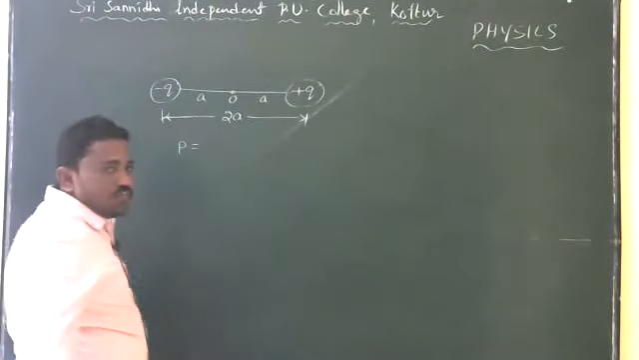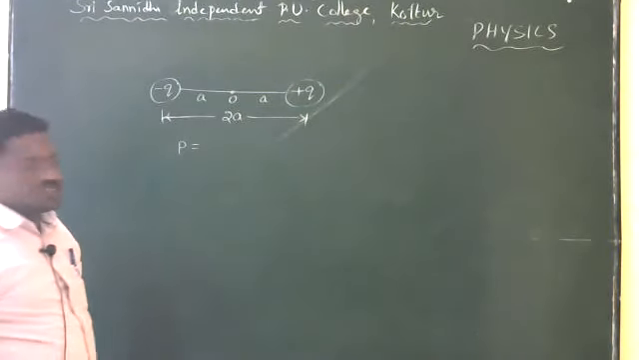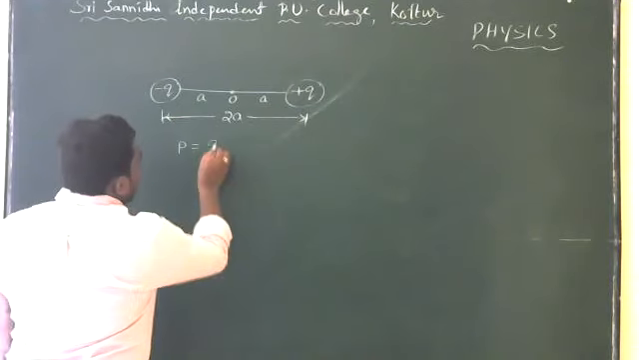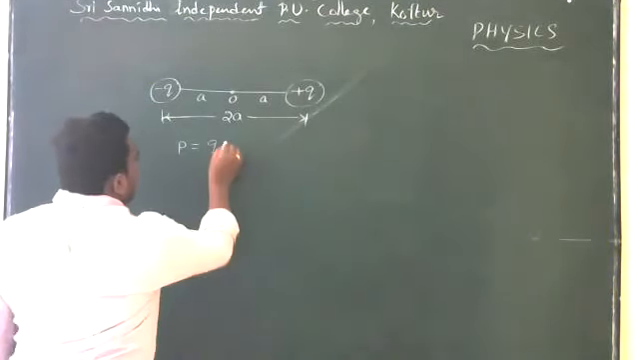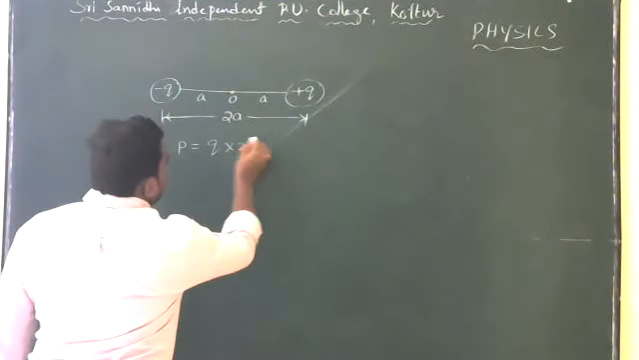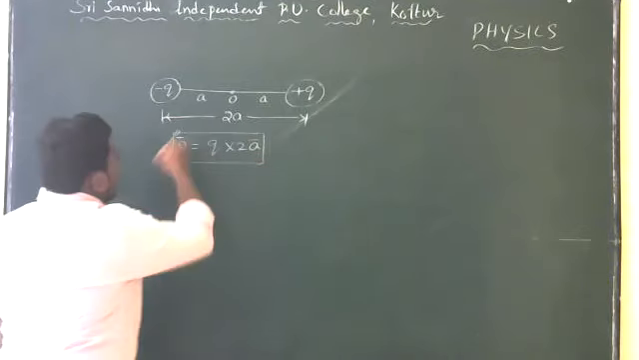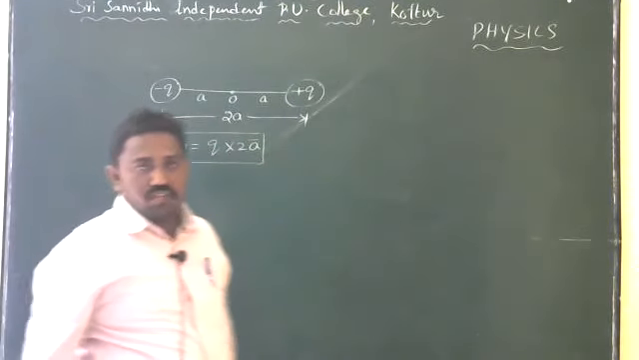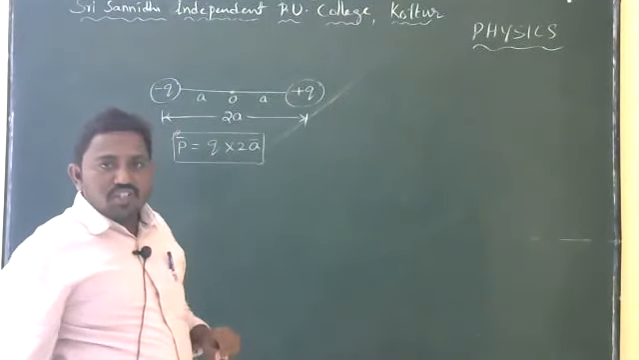What is the definition of dipole moment? It is the product of the magnitude of any one of the charges, either positive or negative, and the distance between them. This is very important. Every dipole has a dipole moment, the product of the magnitude of one charge and the distance.